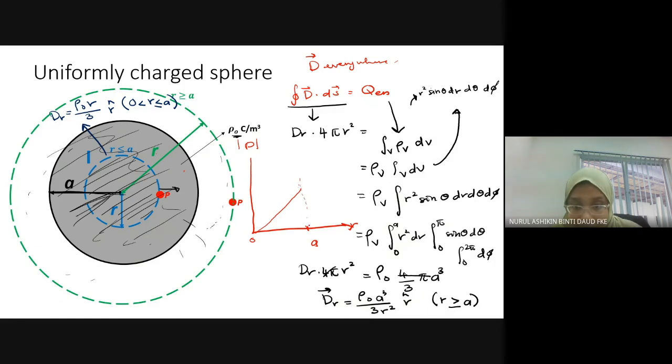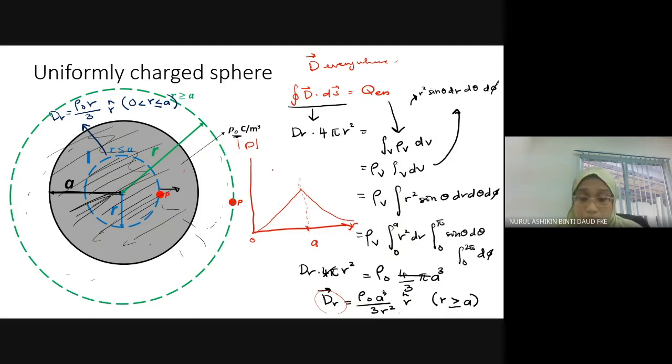But there is a limit. The limit is until A. After A, you can see that the larger the radius, the smaller the electric field density will be. So it will be decreasing.